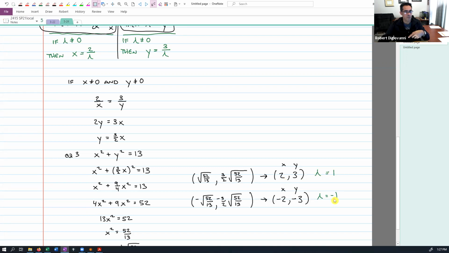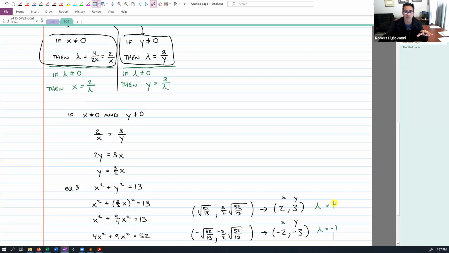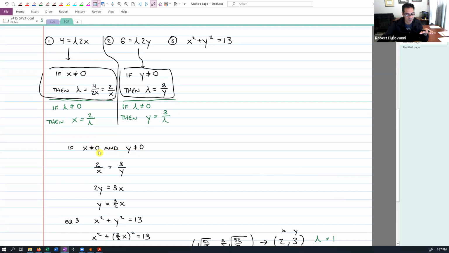Okay. We're not done though. And this is what I think makes Lagrange so difficult. We're not done because we have to exhaust all the possibilities. Our conditions here were that X and Y couldn't be 0, right? So now let's actually think about what if X was 0, right?